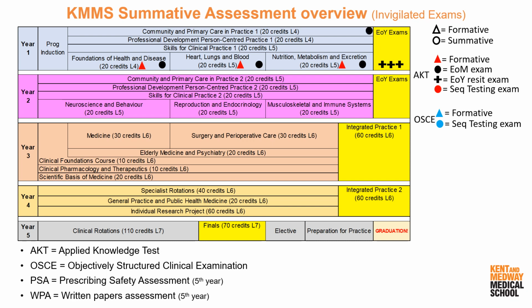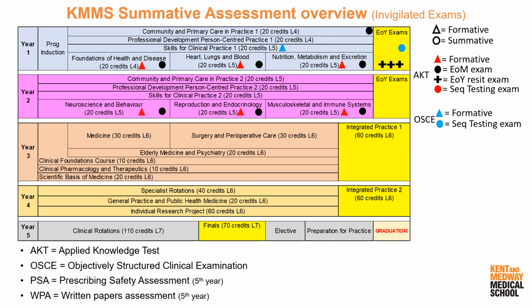We also have an end of year AKT for the community and primary care in practice module. It's a small AKT of only 20 items, which contribute to the marks of this module. It's not a pass-fail AKT on its own. We also have the skills for clinical practice, the skills module, where they have a formative OSCE in April, and then their summative sequential testing OSCE is in the end of year period. These are the invigilated exams for year 1.